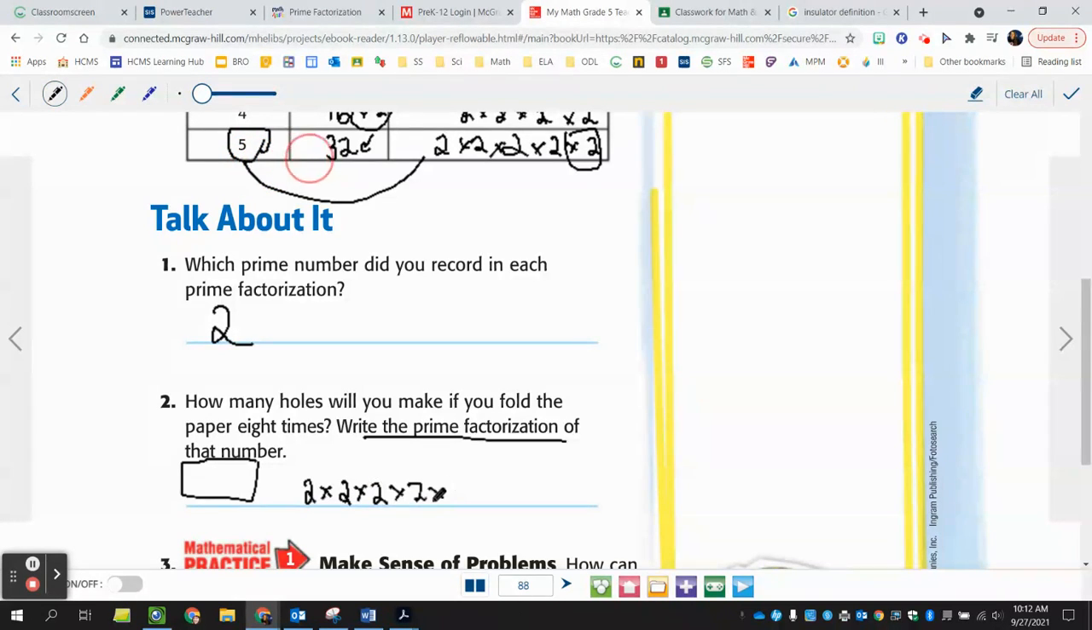Now notice this isn't going to be 8 times 2, 16, because it's multiplying by 2 8 times. 2, 1, 2, 3, 4, 5, 6, 7, 8. Okay. The answer was 256 holes.